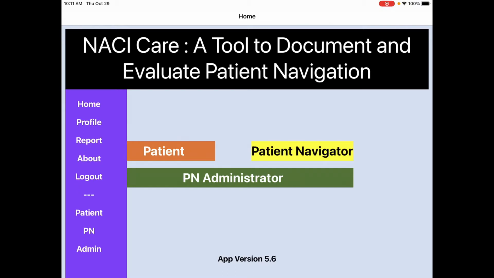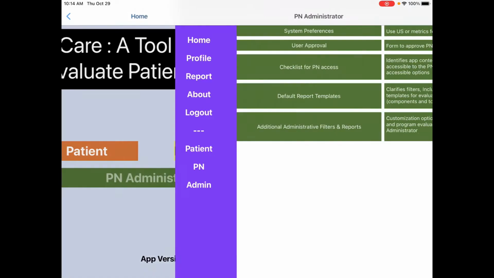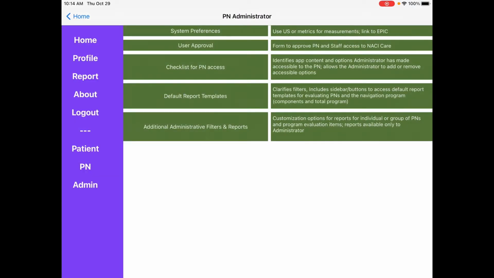There are two ways to get to the administrator's controls. Go to the home page and click on the Administrator button, or click on Admin in the sidebar to access fields. Once in the PN Administrator section, the Administrator's sub-sidebar appears with explanation for what is included in each option.